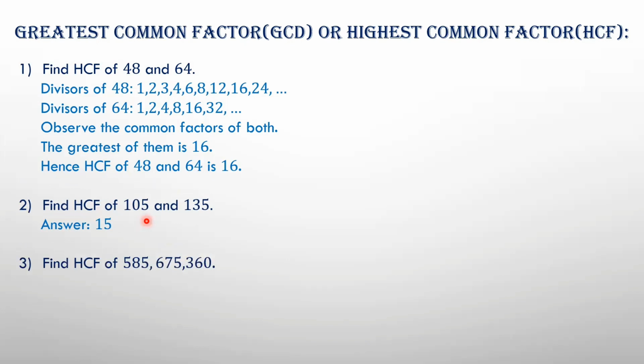Find HCF of 585, 675 and 360. Now 3 numbers are there. Follow the same procedure. Find divisors of 585, 675 and 360. Observe the common factors in all three. Find the greatest of them, and that greatest divisor will be our HCF. Answer is 45.